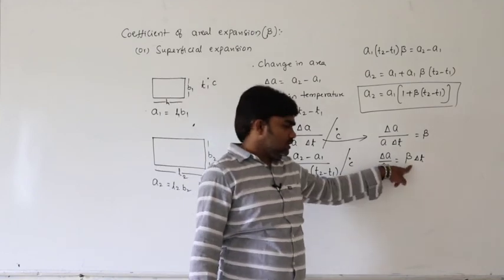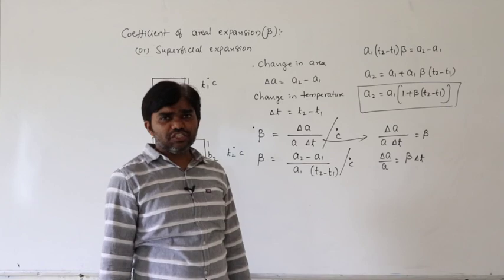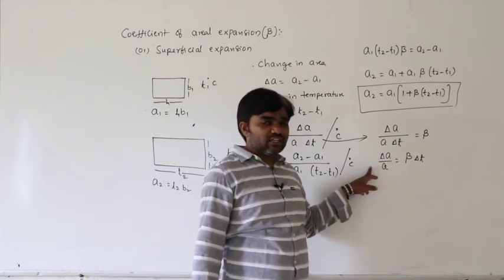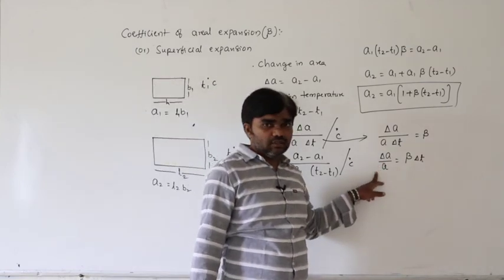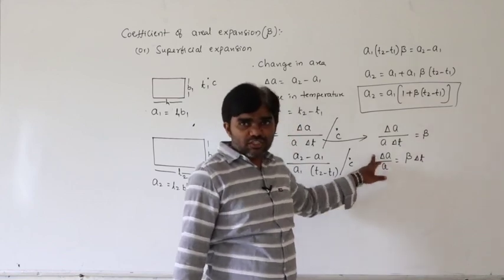Delta A by A is equal to beta delta T. This is the fractional change in area. Fractional means change by original. So, this is the fractional change in area.